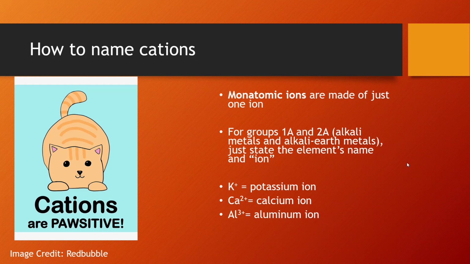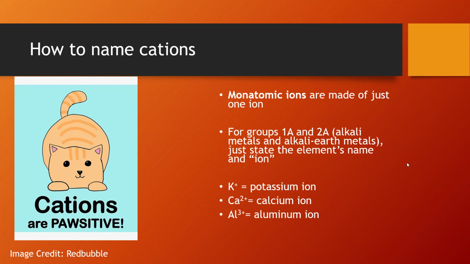So how to name cations? Well, this is as simple as it can get. A monatomic ion is just one ion. So a monatomic cation, if you're thinking like an alkali metal or alkali earth metal, just say the name and then say ion. So like potassium, what is the ion? Oh, it's a potassium ion. What about calcium? Well, that's a calcium ion.